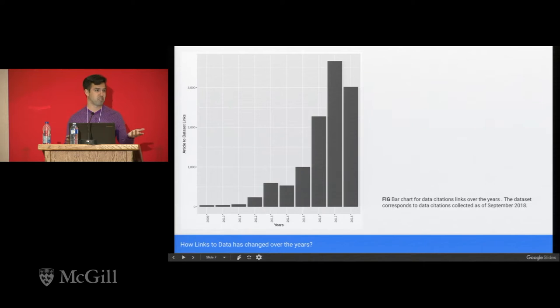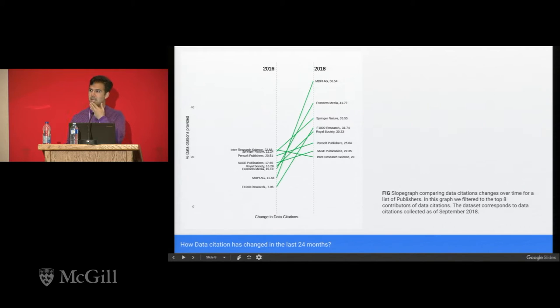These are great news because it means that authors are citing data. Also, publishers are providing some of those citations, and the infrastructure that we have with Crossref is allowing us to get those citations as well, so that is great. And we can be sure that this is not just a specific publisher or a specific author doing all the work. This slope chart shows the changes in the percentages of data citations provided by different publishers between 2016 and 2018.